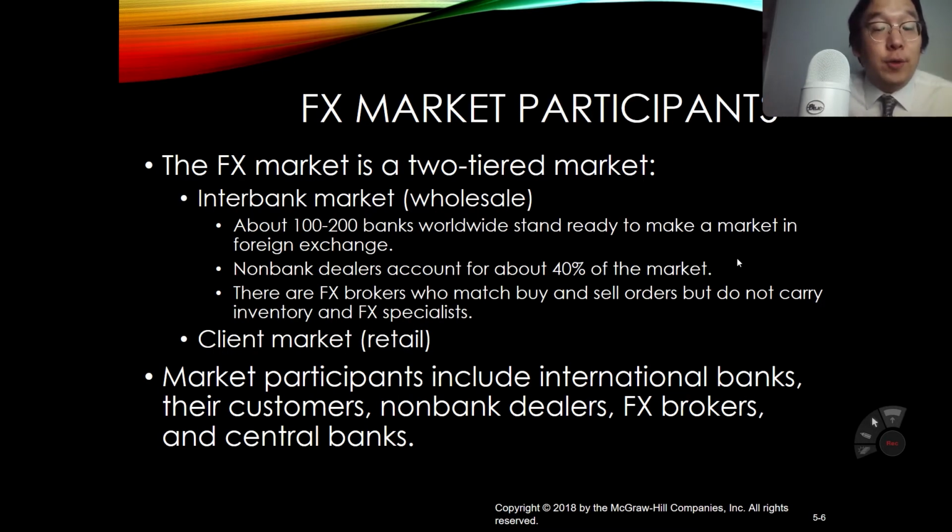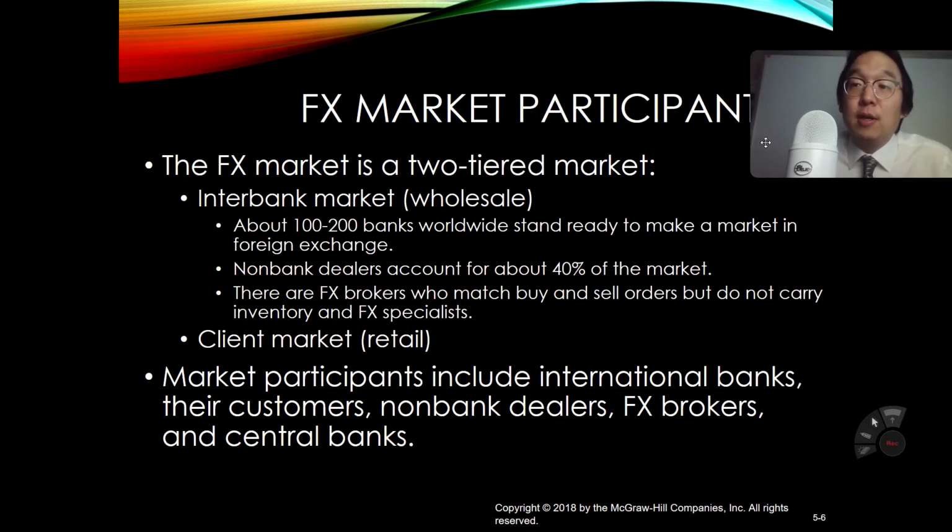For the interbank market, the wholesale market, about 100 to 200 banks around the world stand ready to make a market in foreign exchange. Non-bank dealers account for about 40% of the market. This is basically institution-based, this is not for small players. This is for big fish, big boys, big girls, whatever. Okay. And then there are FX brokers, right?